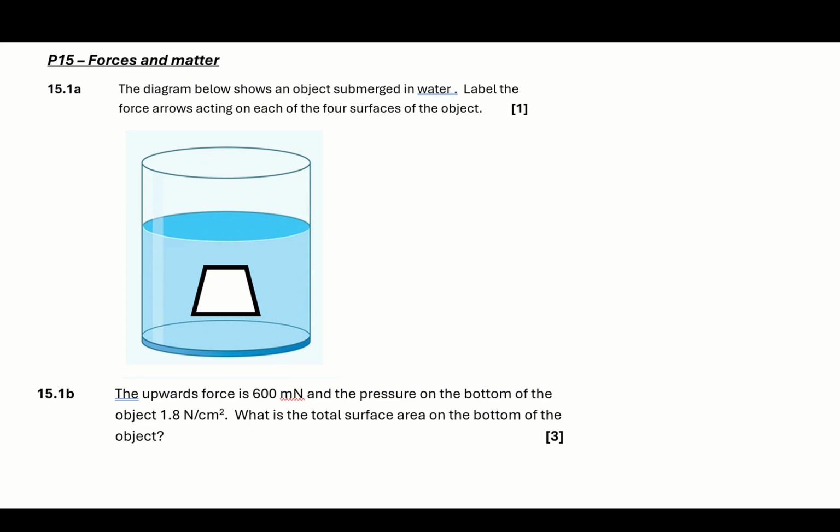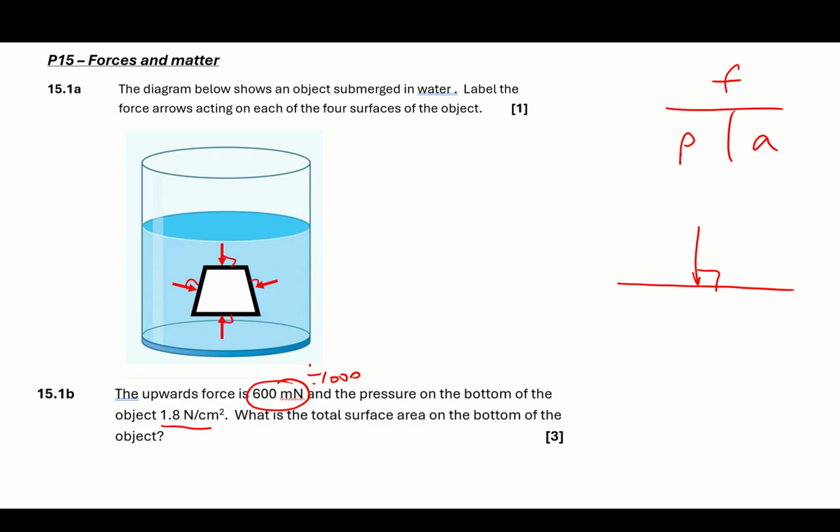Please make sure you are happy with PFA. And make sure you know that the force is always 90 degrees to the surface. So the diagram shows an object submerged in water. Label the force arrows on each of the faces of the object. So what it's trying to make sure you know is I've got to make sure each of these are 90 degrees to the surface or as close to. Done.